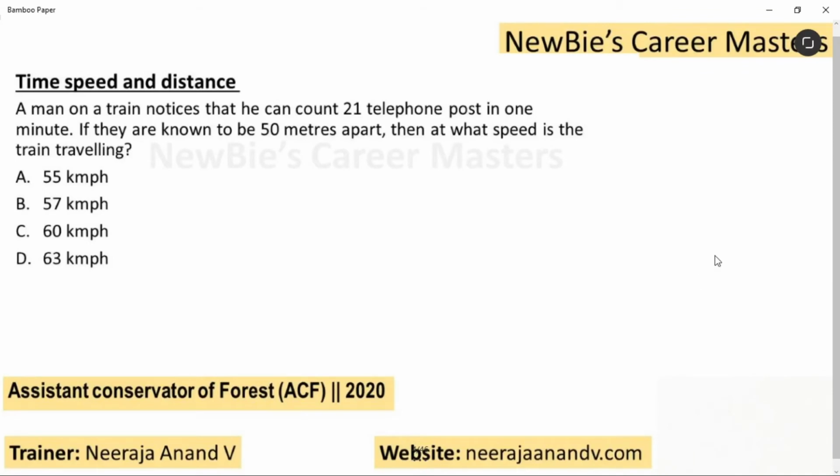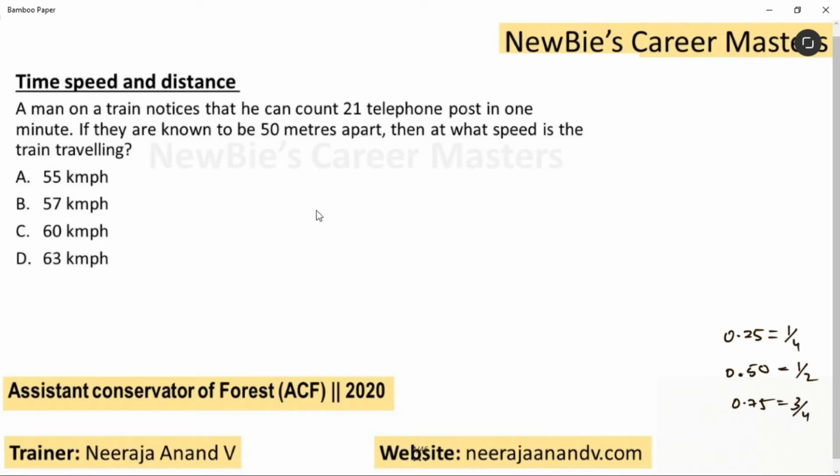Small correction, newbies. In the previous question, I told you that 0.25 is 1/4. Okay, this is correct. But the next one is not 0.30, it's 0.50. Am I clear? 0.50 you can take as 1/2. Okay, then 0.75 is 3 by 4. Small correction, yeah? Yes. We'll continue now.